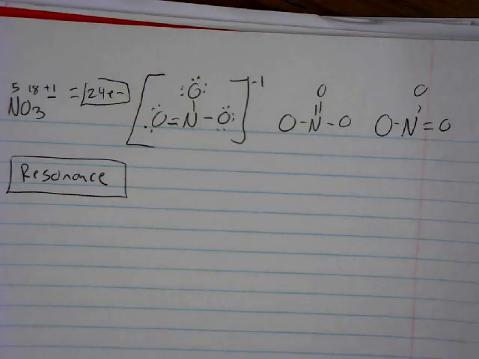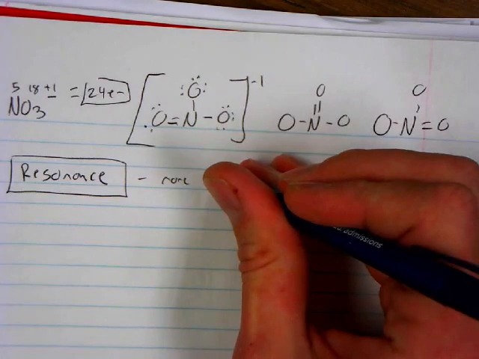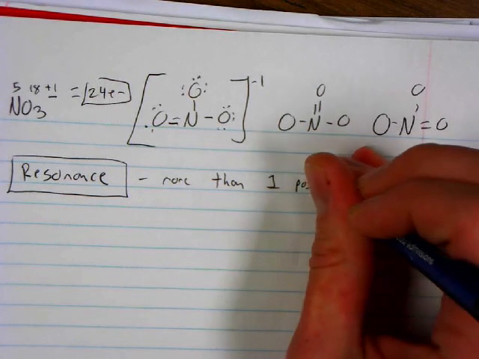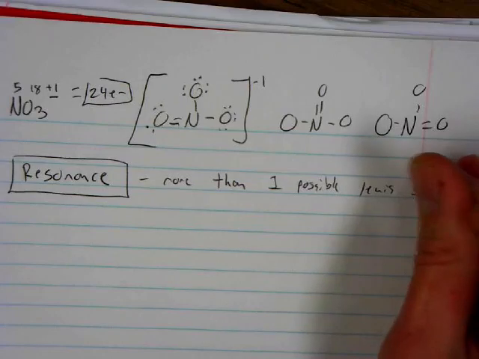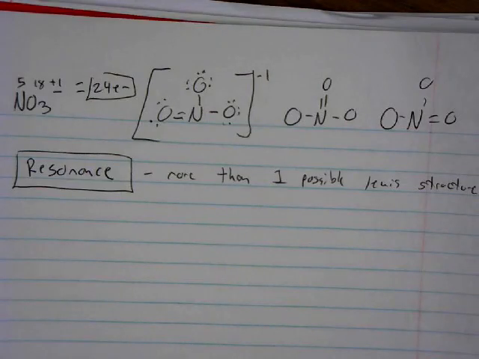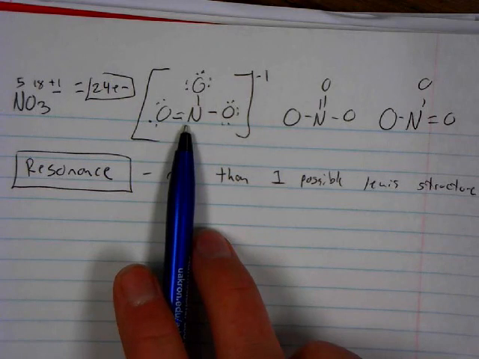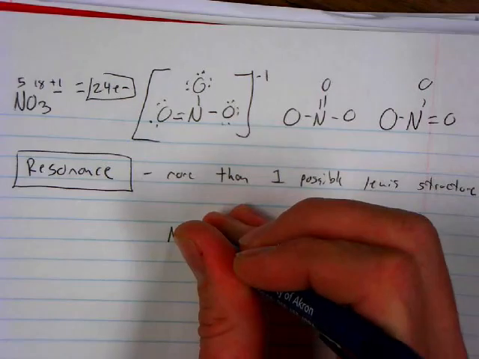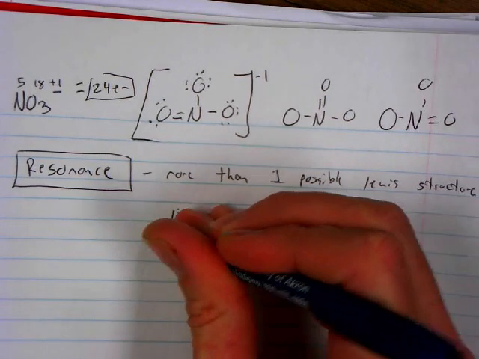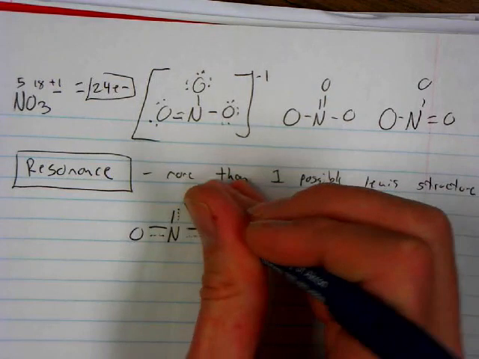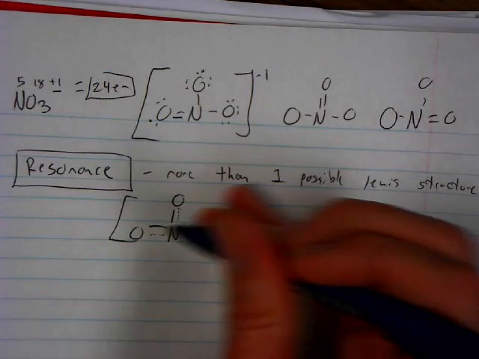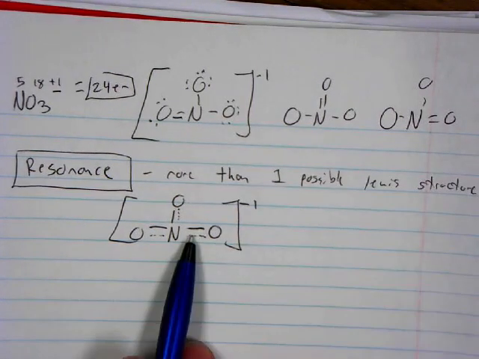But without drawing the lone pairs on the oxygens, would this work? Could I put the double bond here? Would that work? In theory, yeah. Could I put the double bond also here? Would that work? All 3 of those would work, agreed? This is called resonance. More than one possible Lewis structure is resonance.